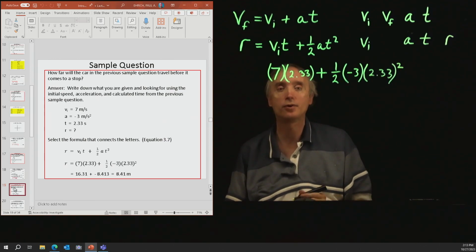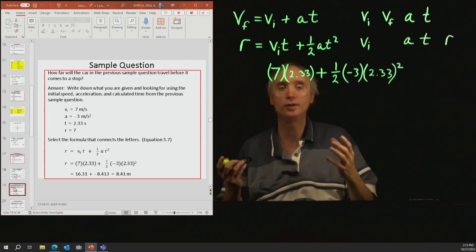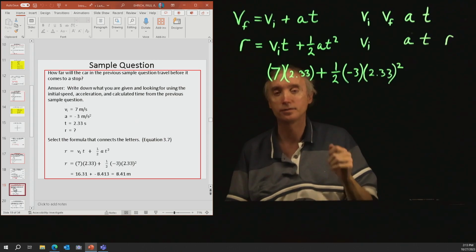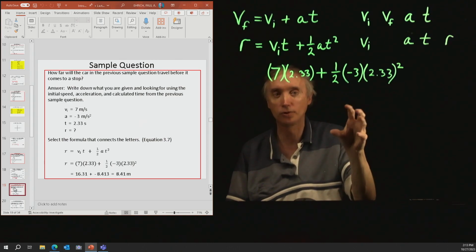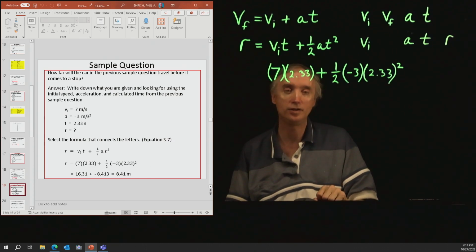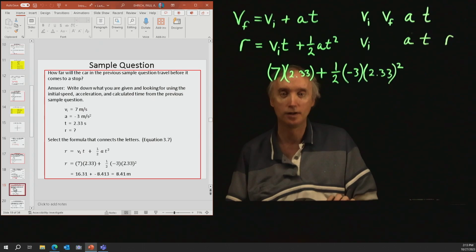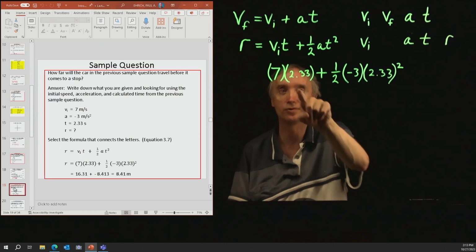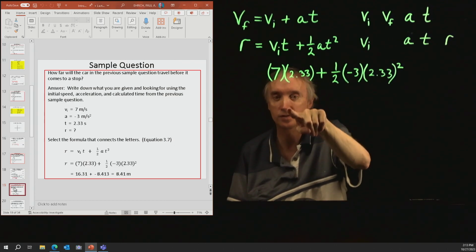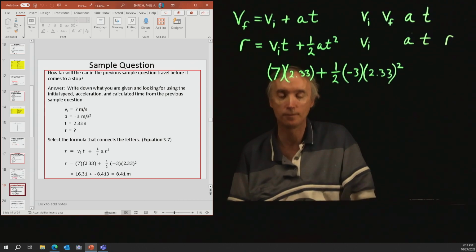So lots of stuff going on in this problem. Where do we even start with this? Do not try to do the whole problem on your calculator at once, because you're going to make a mistake. I really, really recommend that you get out a scratch piece of paper and do the intermediate steps. So, for example, take 7 times 2.33, and that's where that 16.31 is coming from.